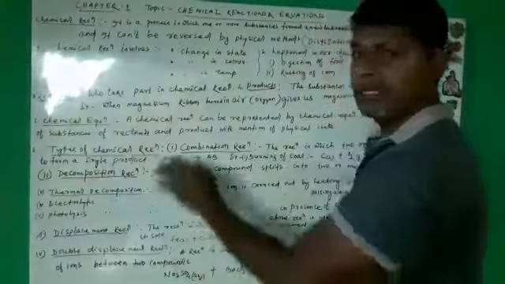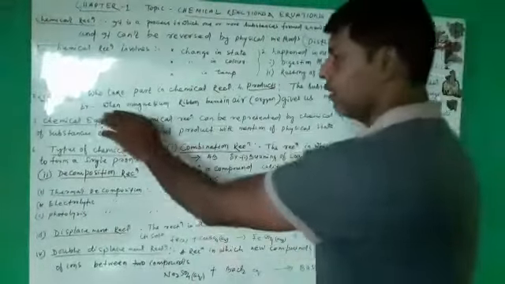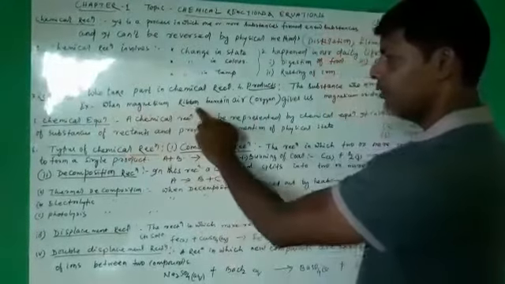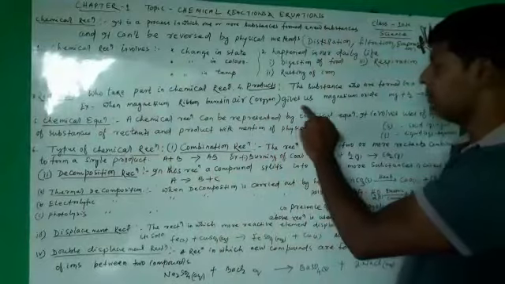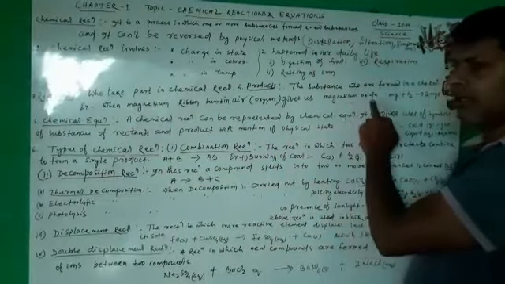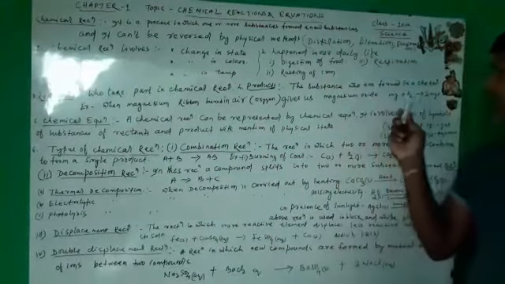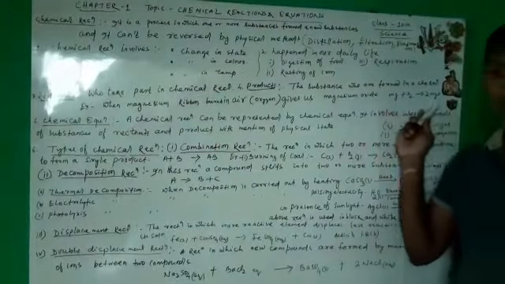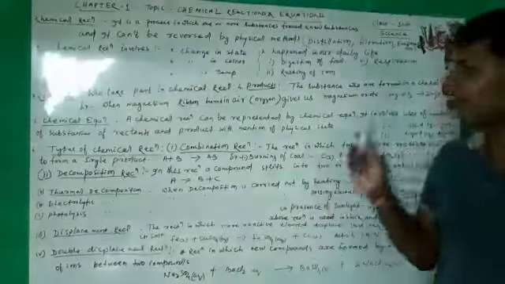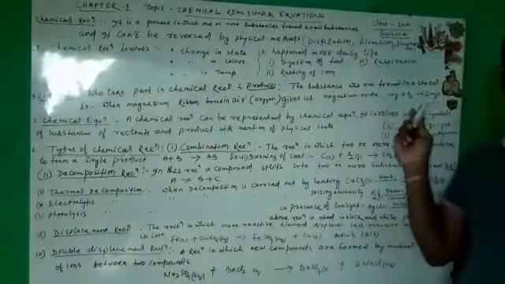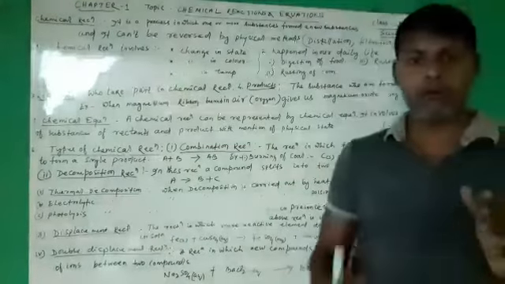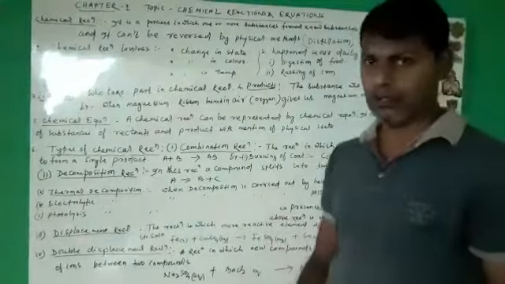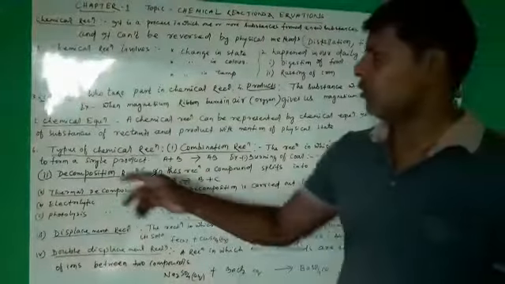Example that is given in your book: when magnesium ribbon burns in air, meaning oxygen, it gives us magnesium oxide. Like magnesium plus oxygen gives us MgO. So it is a magnesium reaction, but it is an unbalanced equation. Later I will teach you how to balance the chemical equation.